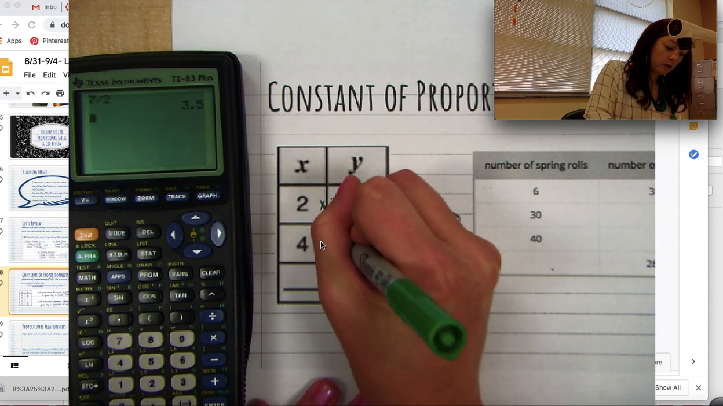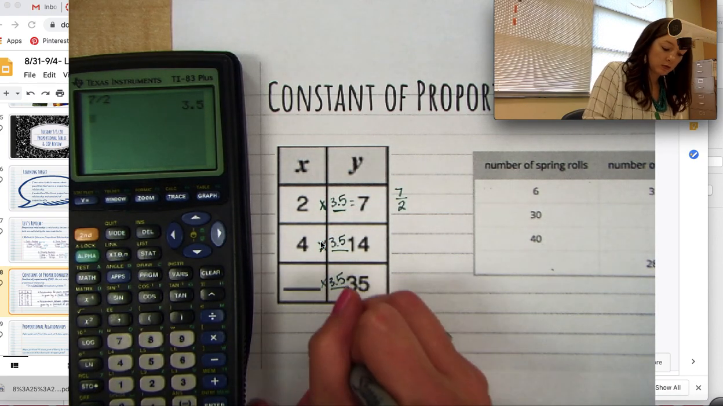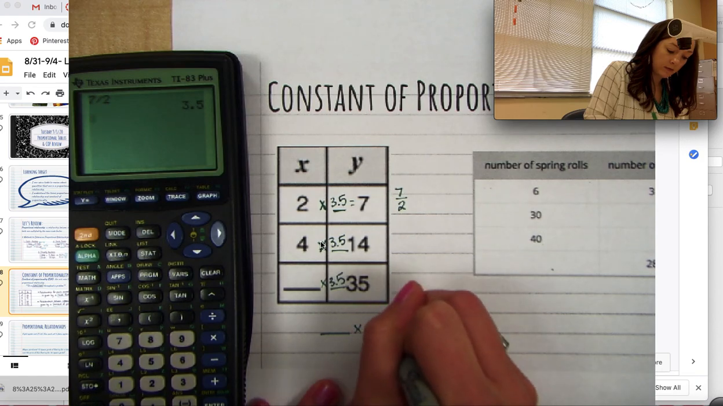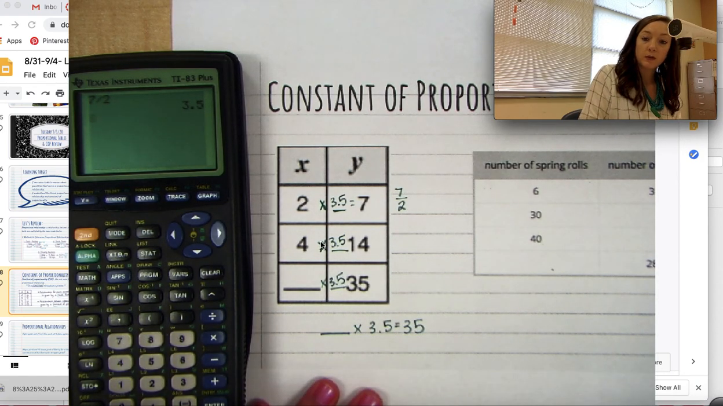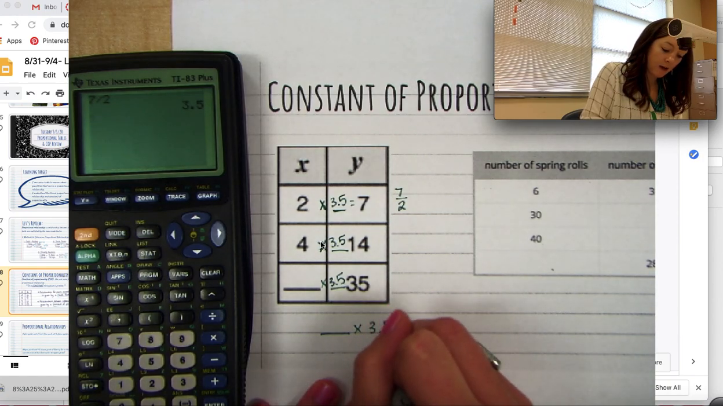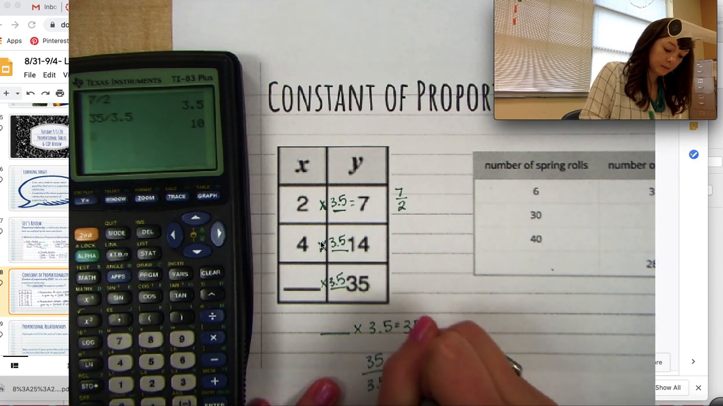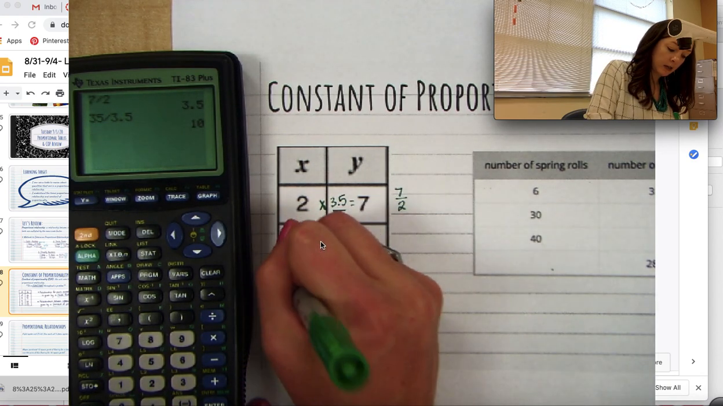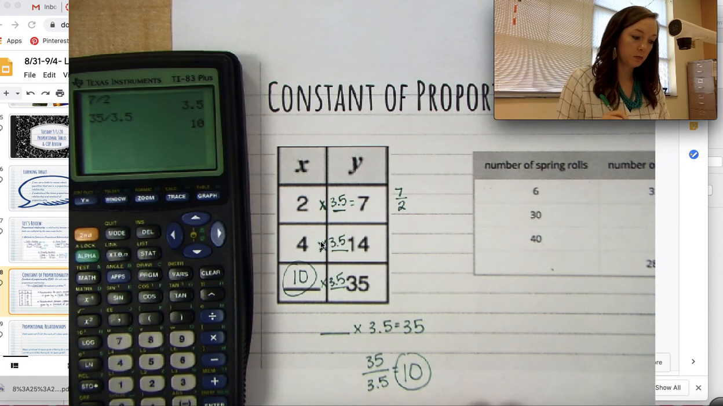So I know that I'm multiplying by 3.5 every time. So some number times 3.5 is equal to 35. You can use the inverse operation here as well. 35 divided by 3.5, that gives us 10. And I can write it in the table and circle it. Always be sure to circle your answers.